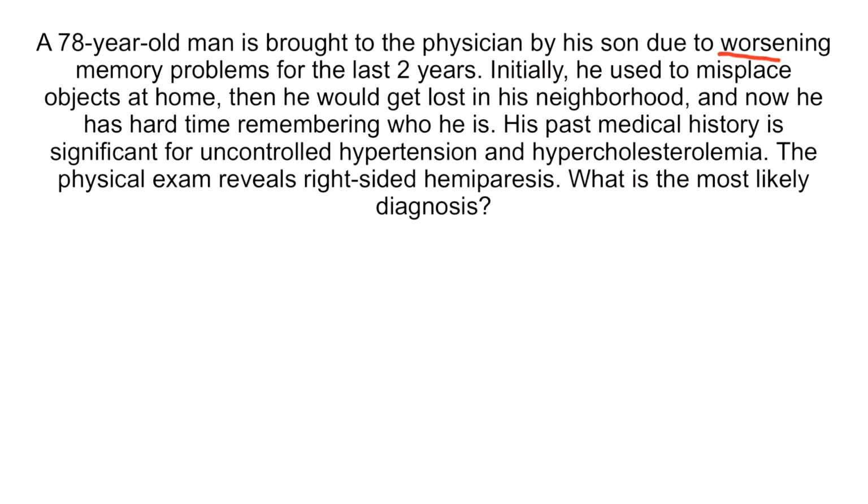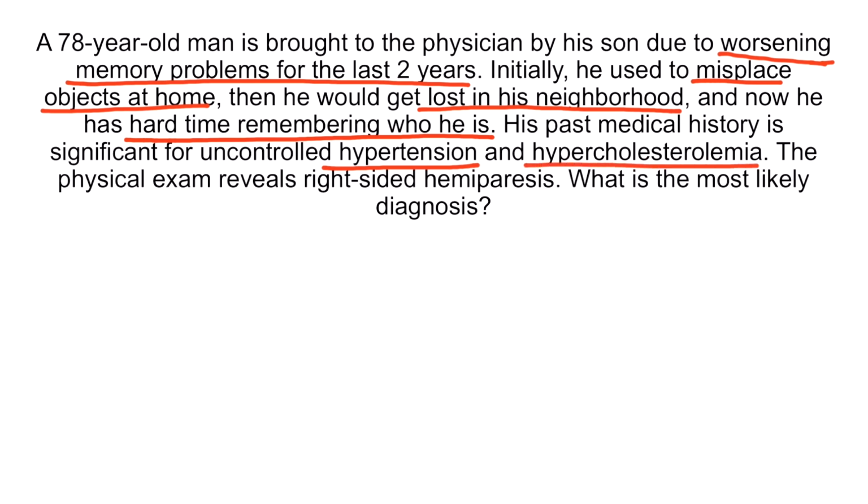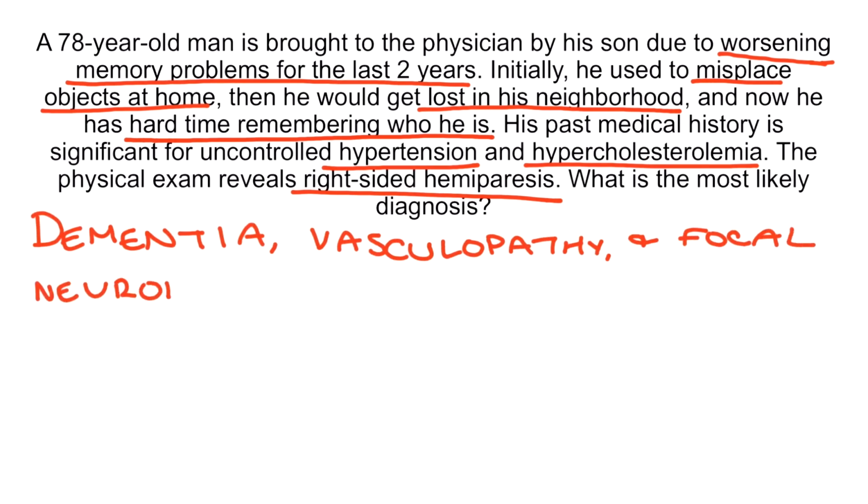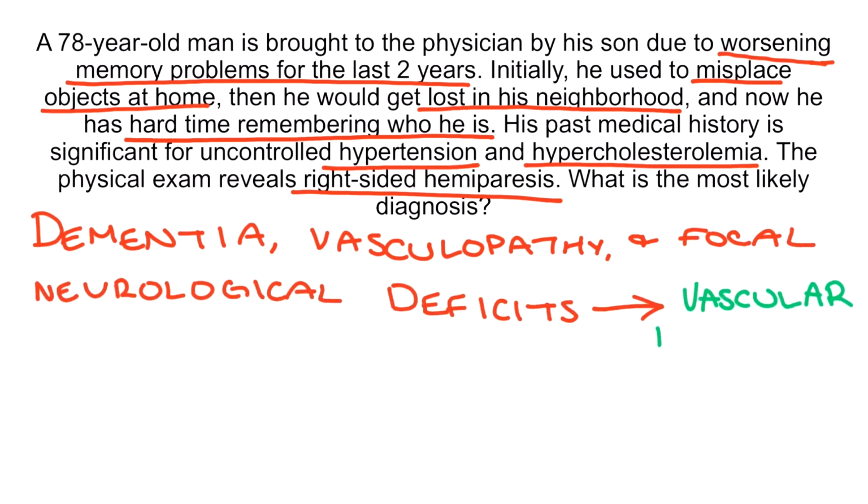This patient presents with worsening memory problems for 2 years. Initially, he used to misplace objects at home, then he used to get lost in his neighborhood, and now he has a hard time remembering who he is. These are the signs of stepwise decline in the patient's cognitive functioning. Considering his hypertension and hypercholesterolemia and the presence of the right-sided hemiparesis, this patient likely had at least one episode of stroke. Dementia, along with vasculopathy and the focal neurologic deficits, is consistent with vascular dementia.